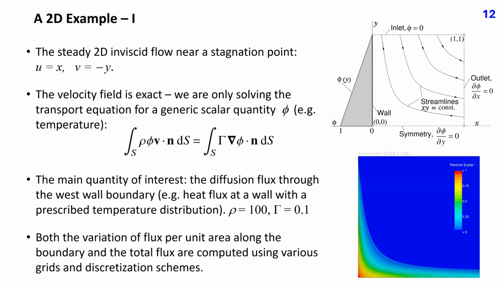Both the integral value, that is, the total flux through the west boundary, and the local variation of flux per unit area are computed on systematically refined grids using various discretization schemes. Note that in finite volume methods, diffusion fluxes are part of the solution process, so no post-processing is required. We only need to save the fluxes for plotting or sum them up for the total flux along a boundary. The plot on the bottom shows an example of computed lines of constant passive scalar phi.